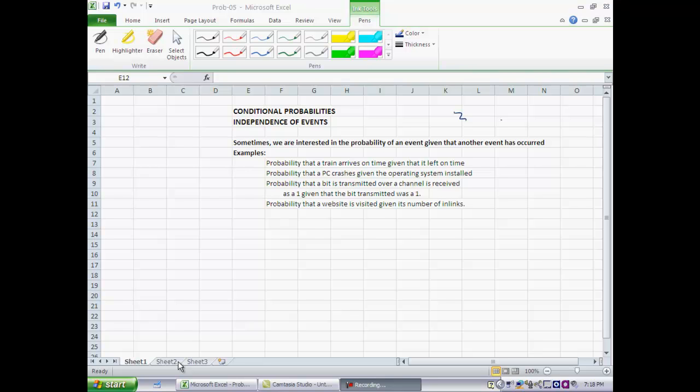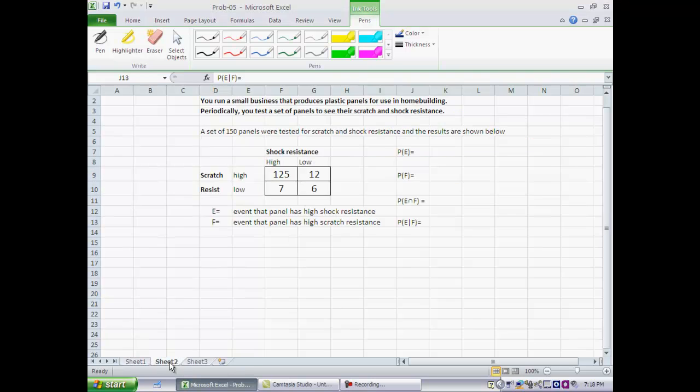You can see three others over here. Probability that a PC crashes given that a particular operating system is installed, and so forth. Or probability that a website is visited given its number of in-links. The higher the number of in-links, the higher the likelihood you would think that a website is visited. So let's look at a specific example about how you would go about computing conditional probabilities.